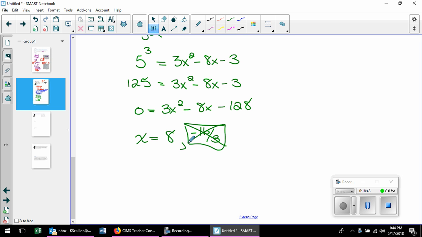Okay, so what do you do if you have a single log on either side of the equation? Drop the log. If you have a log on one side of the equation, use exponential form. Okay.